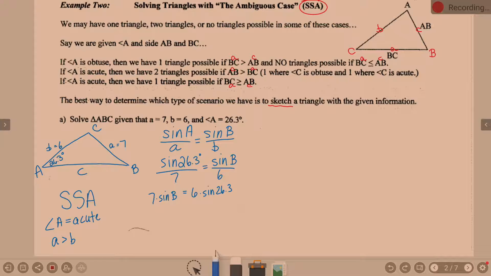What's my next step? If I'm trying to solve for B, we need to work to get B by itself, right? B in this particular problem is part of the sine function. So we can't quite get B by itself yet. But can we at least get sine B by itself? So that'd be the step we want to take. How do we get sine B by itself? We're going to divide by 7, right? So I'm going to write this as sine B. The sine of B is equal to 6 sine 26.3 degrees divided by 7.